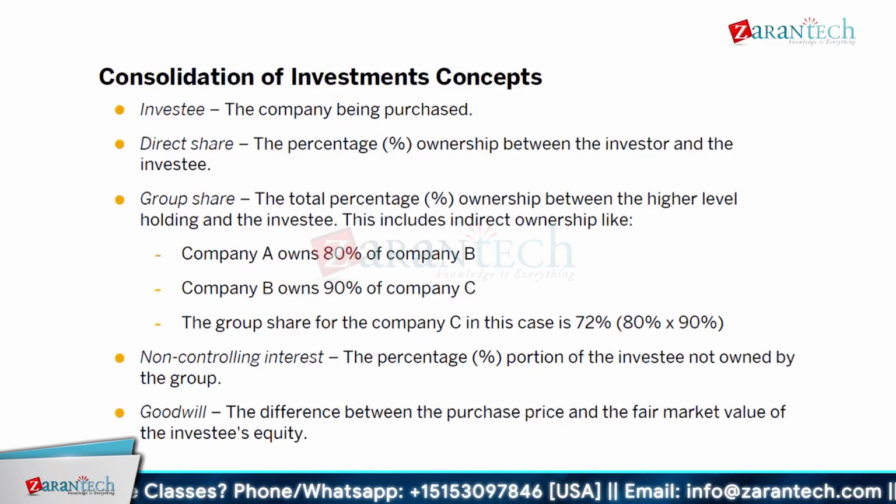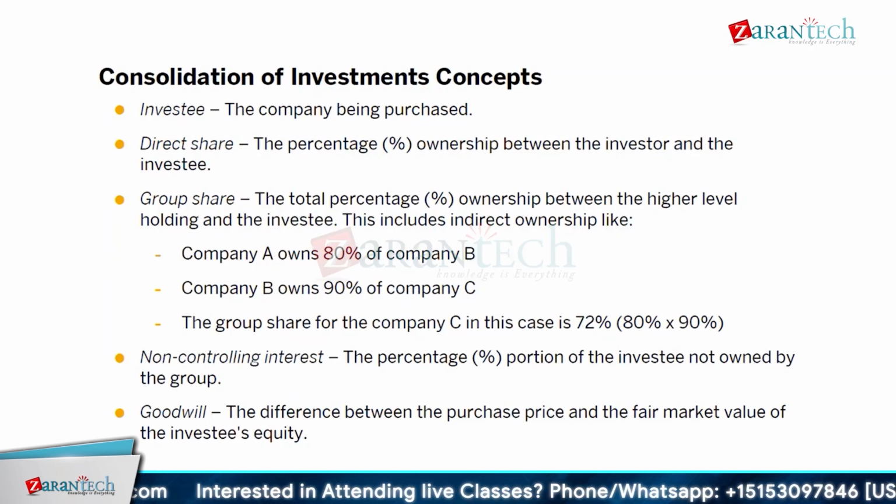Group share: A invested in B and B invested in C. For A, group share should be calculated. That is an example here. Group share is the total percentage of ownership between the higher level holding and the investee. This includes indirect ownership, like company A owns 80% of B, company B owns 90% of C. So company A's group share in C is 72%. Got it?